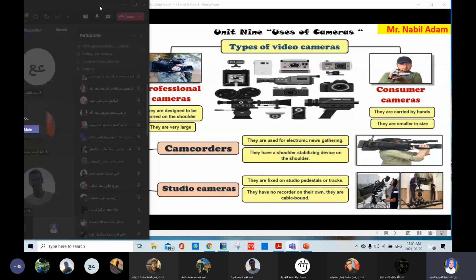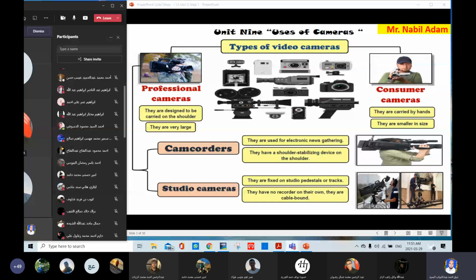Camcorders have a shoulder stabilizing device, so you can fix it on your shoulder. Studio cameras are fixed on studio pedestals or tracks. Look at these two pictures. These studio cameras have pedestals or tracks, and they have no recording on their own, so they don't have recording ability. They are cable bound, joined with a long cable. So these are the differences between professional cameras and consumer cameras.